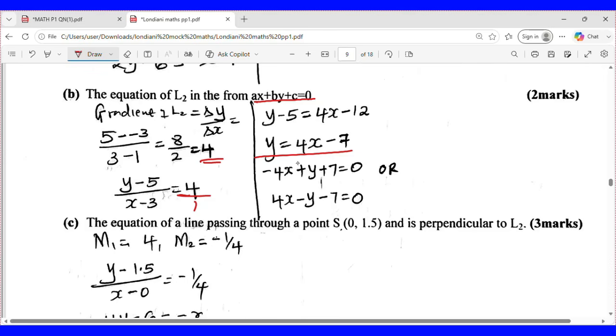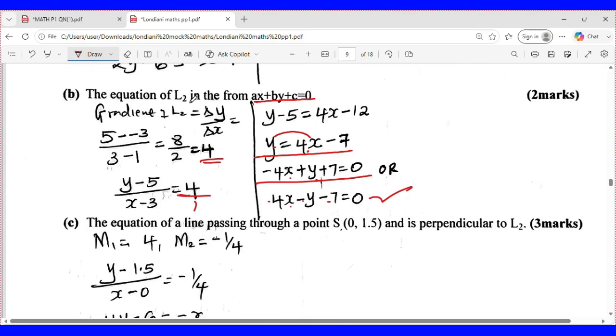This one, when it crosses to this side, will be -4x. This y is positive, and this one when it crosses to this side will be +4. That is it. But you can change this one to be in this form by dividing by -1 throughout. So divide by -1, here it will be positive, it will be negative, and this one is also correct. It's also correct.